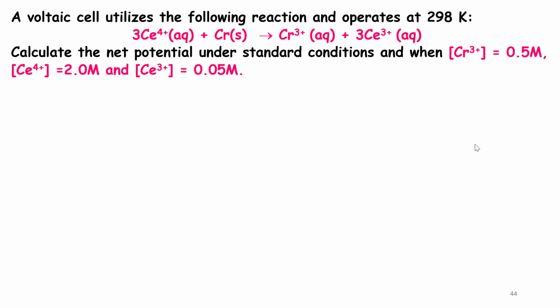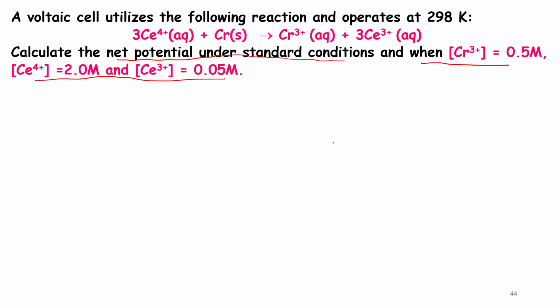So when you read the problem, obviously the problem has two parts. One is we have to calculate the net potential under the standard conditions. So that's what it's asking you to do right over here. And then it's asking you to calculate the potential under these concentration conditions. So that means for the first half of the problem, calculate things under standard conditions, and for the second half of the problem, calculate it under non-standard conditions. So that's what this is actually saying.